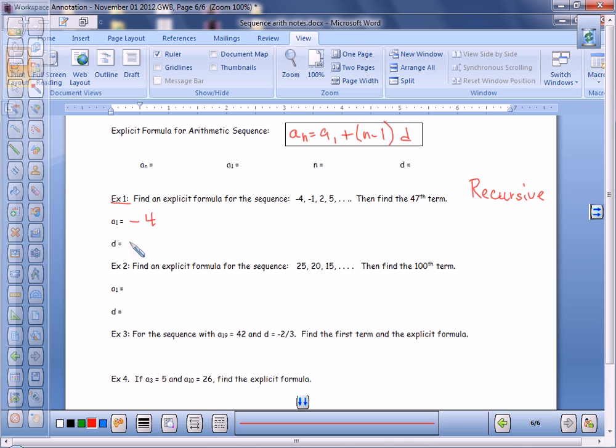So the explicit formula is this. A sub n equals that first term, negative 4, plus n minus 1 times the common difference of 3. And there's our explicit formula.